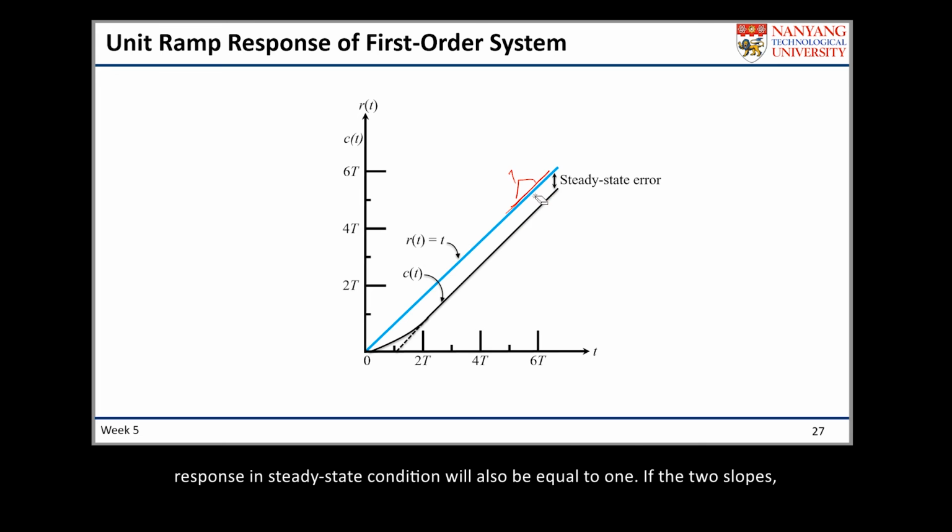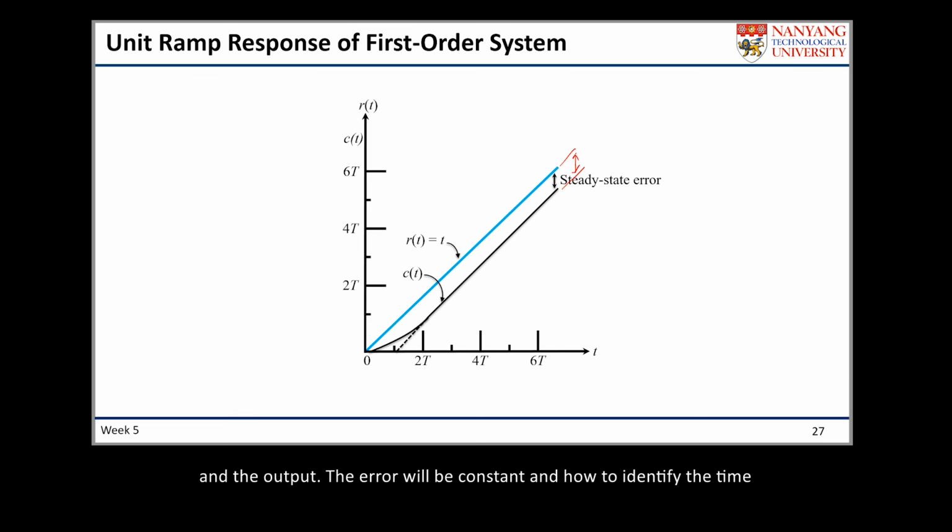So if the slopes of these two signals, the input and the output, are the same, you will have a constant error. What I mean by error here is the difference between the input and the output. The error will be constant.